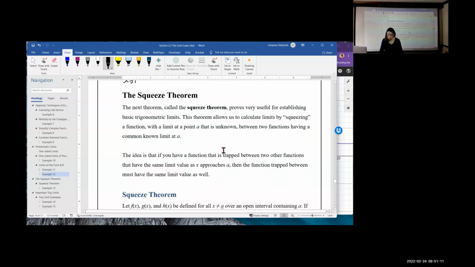So the next theorem that we want to talk about is called the Squeeze Theorem. And this is primarily used for sine functions and cosine functions. So sine and cosine. So the Squeeze theorem works very well with sine and cosine, and the idea is pretty simple. The idea is if I have a function that's trapped between 2 other functions, then it has to do what they do. All right, that's the idea.